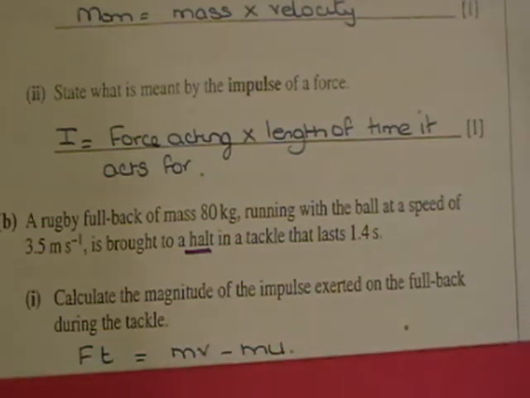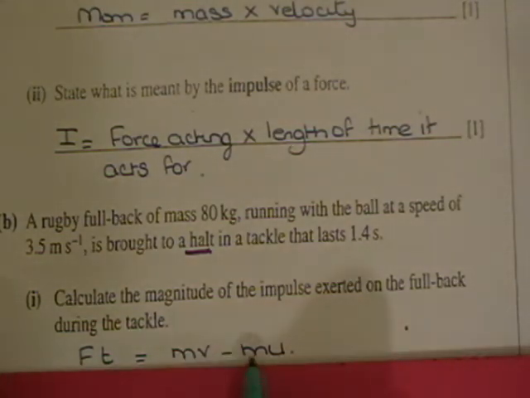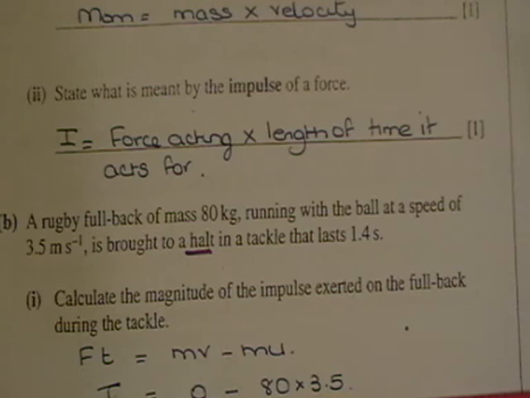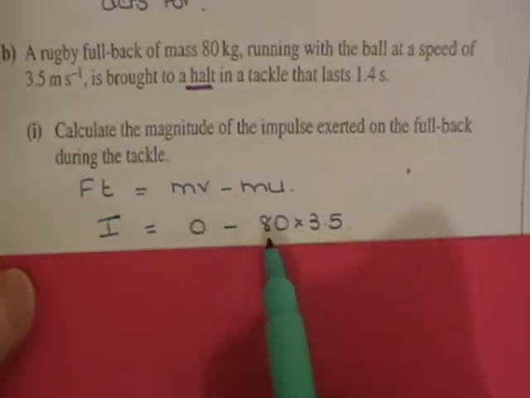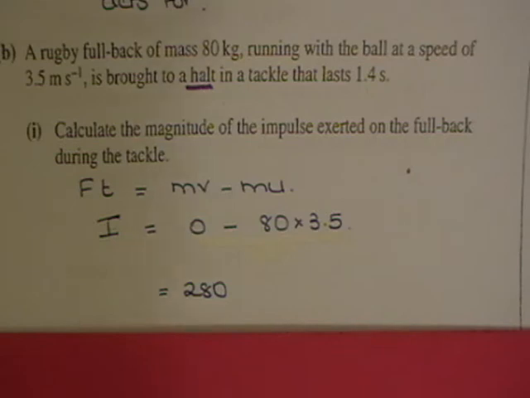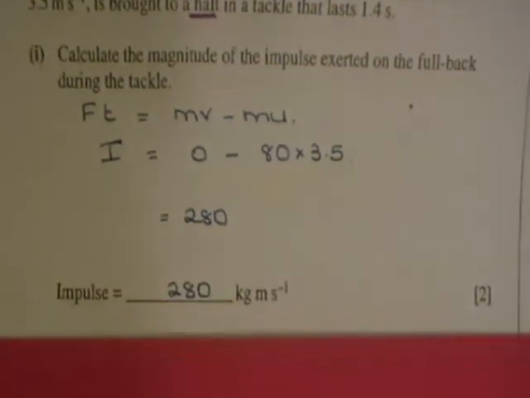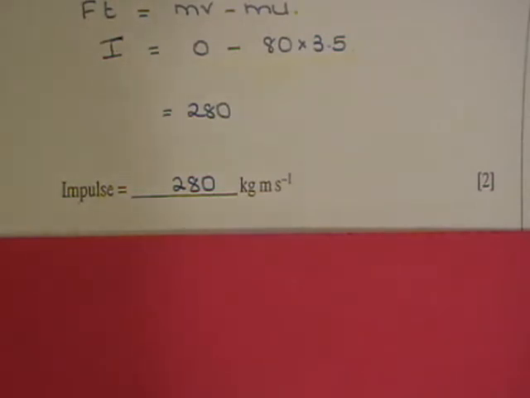And so we know that the change in momentum is force times time, that's equal to mv minus mu. We know the final momentum is 0. And therefore the impulse calculated is equal to 0 take away 80 times 3.5, which is the mass times the initial velocity. And the impulse comes out as 280, and its unit is kg m s to the minus 1 or newton seconds.